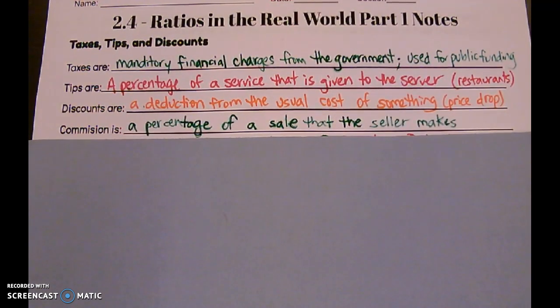Last but not least, let's talk about commission. Commissions are a percentage of a sale that the seller makes. So for example, at a car dealership, every time a dealer sells a car, they may receive a commission. And if their commission percentage is 20%, then that means if they sell a $20,000 car, then they get 20% of that total as their payment.